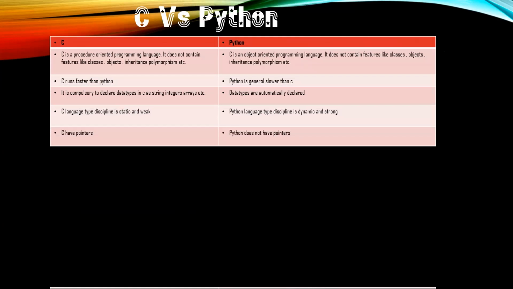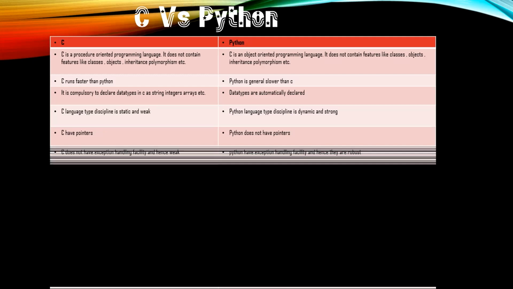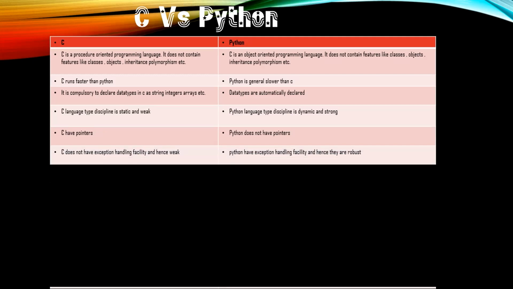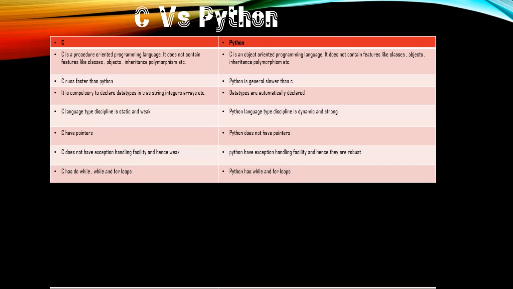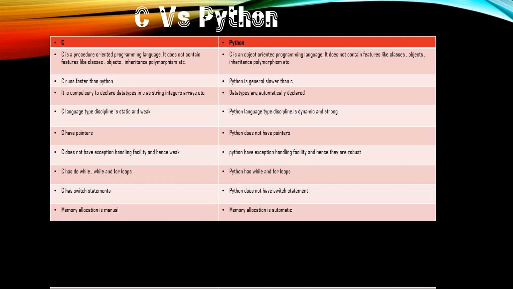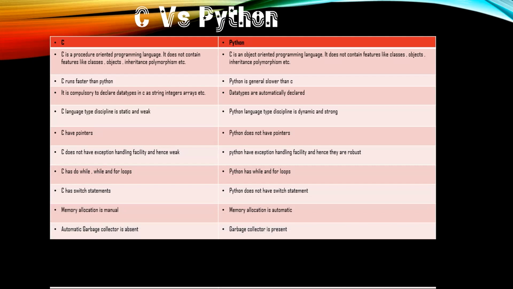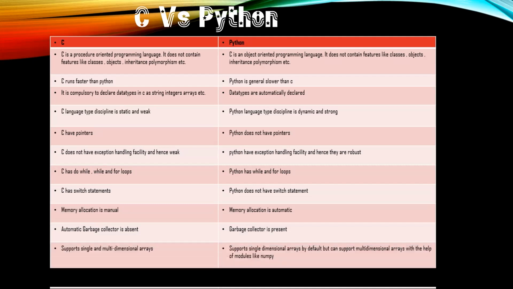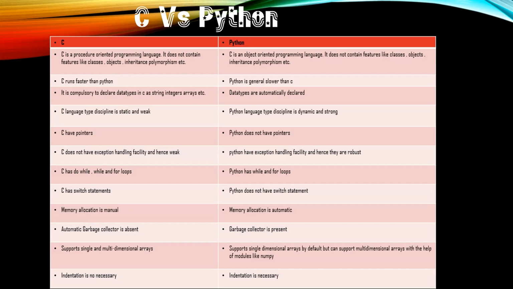C has pointers. Python does not have pointers. C does not have an exception handling facility and hence is weak. Python has an exception handling facility and hence is robust. C has do-while and for loops. Python has while and for loops. C has switch statements. Python does not have a switch statement. In C, memory allocation is manual. In Python, memory allocation is automatic. In C, the automatic garbage collector is absent. In Python, the garbage collector is present. C supports single and multi-dimensional arrays. Python supports single-dimensional arrays by default but can support multi-dimensional arrays with the help of modules like NumPy. In C, indentation is not necessary. In Python, indentation is necessary.